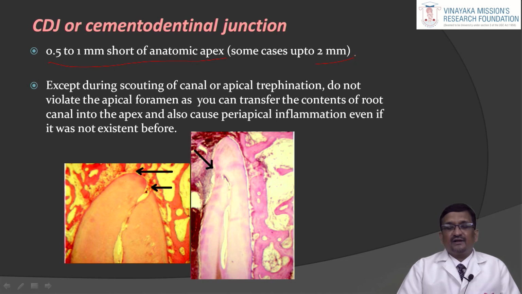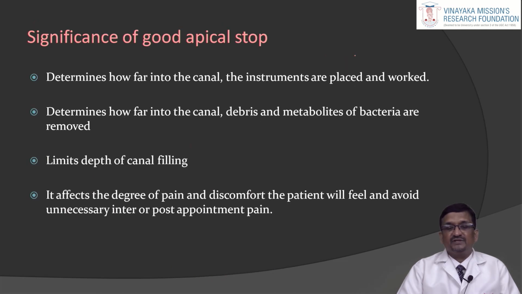Except during scouting of the canal or apical trephination, do not violate the apical foramen, as you can transfer the contents of the root canal into the apex and cause periapical inflammation even if it was not existent before. So this step is very important. So what is the significance of a good apical stop? It determines how far in the canal the instruments are placed and work, determines how far into the canal debris and metabolites of the bacteria are removed, limits the depth of the canal filling, okay, and affects the degree of pain and discomfort the patient will feel, and avoids unnecessary inter or post appointment pain.